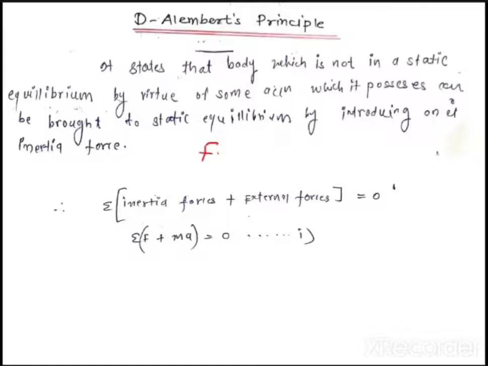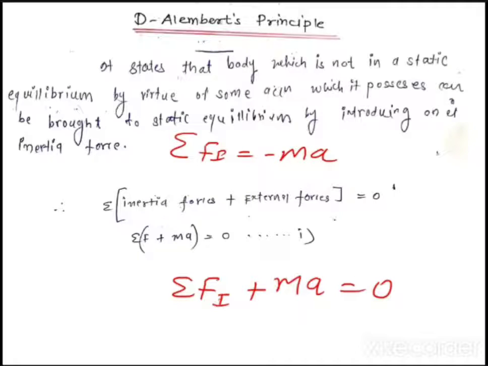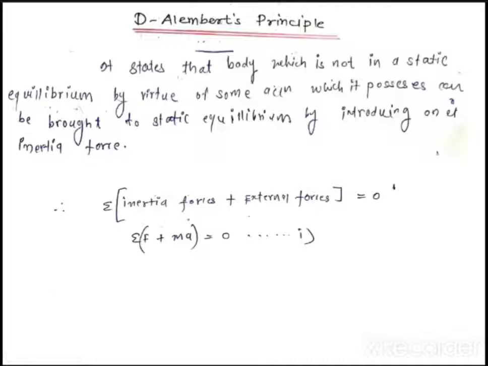Now we know that the inertia force Fi is equal to minus m into a, right? Let us say there are a number of inertia forces, a number of bodies. So you can write: summation of Fi is equal to minus m into a. What does D'Alembert say? The summation of forces, which are nothing but inertia forces, plus ma, is equal to 0, or plus external forces. So the summation of inertia forces plus external forces is equal to 0. This is the statement of D'Alembert's principle, and we will use this statement in module number 3 to solve the problems. Here I am just explaining.